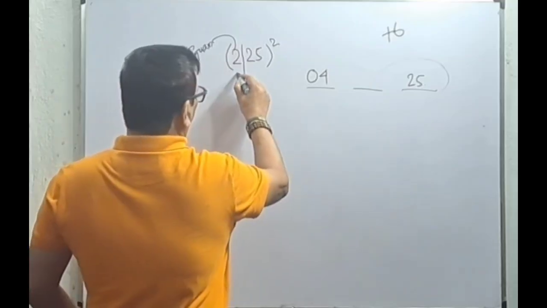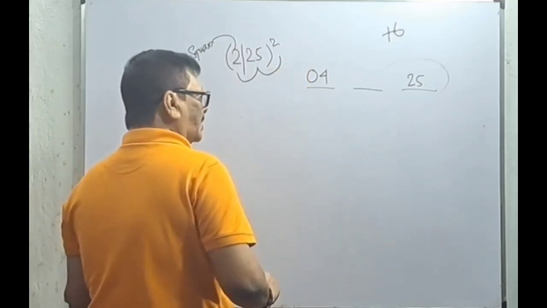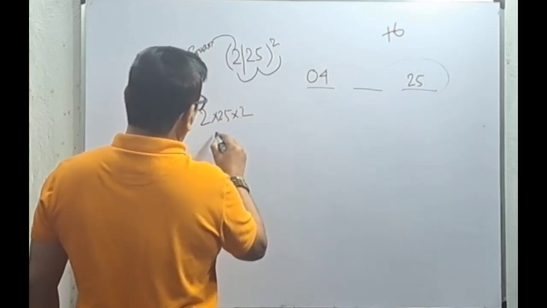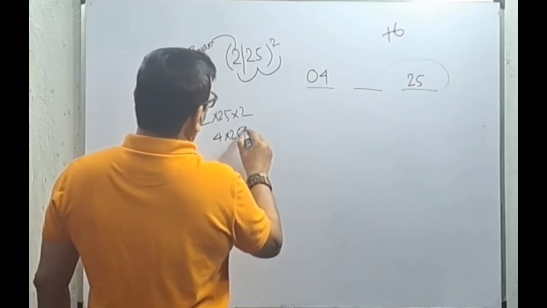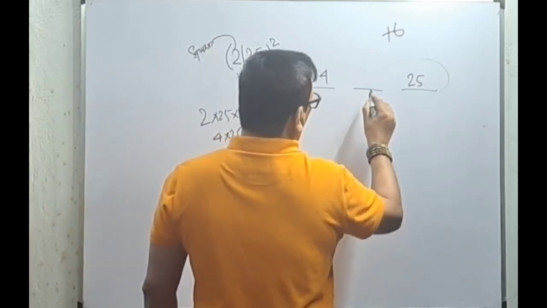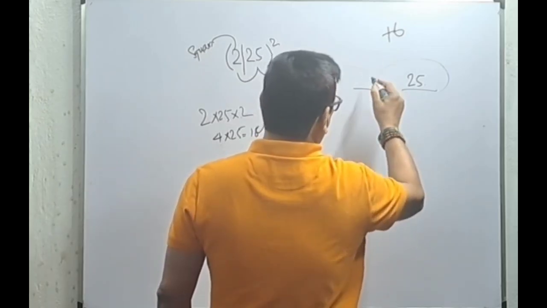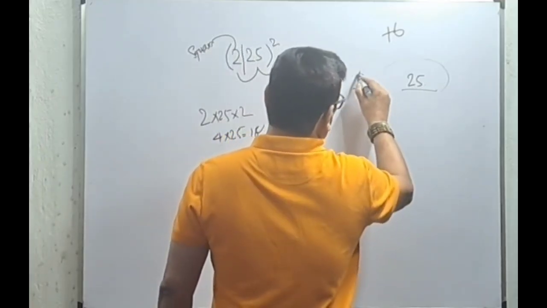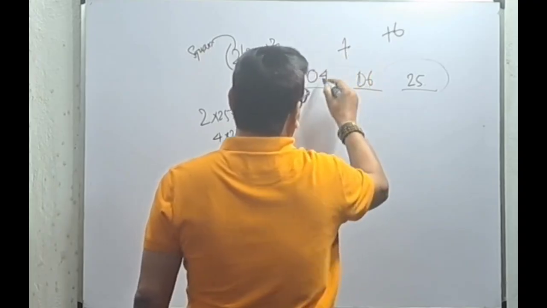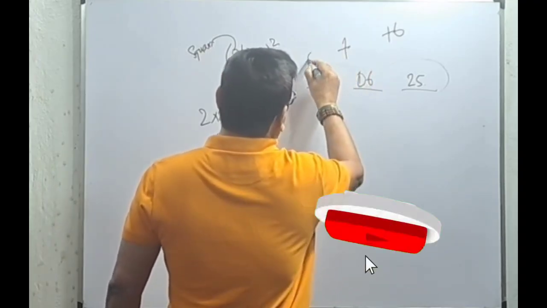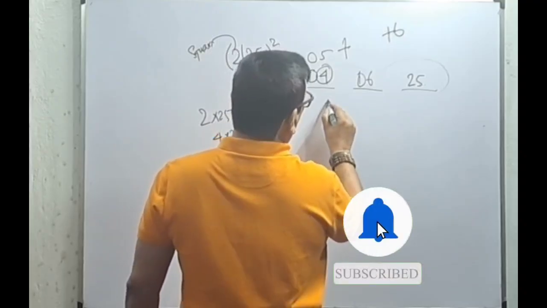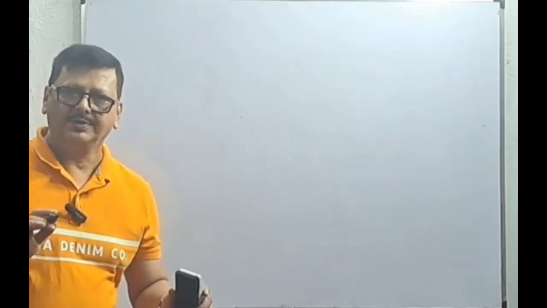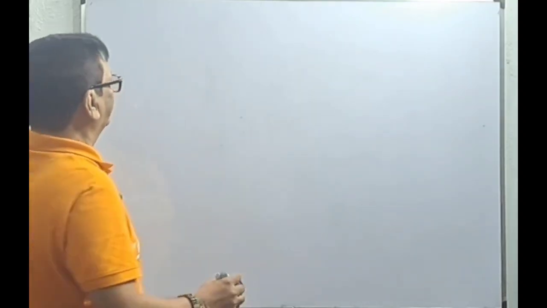Now 2 into 25 into 2. That will give you 4 into 25, which is equal to 100. So 100 plus 6. So you write 0, 6 here and you carry 1. So you add to this. So this becomes 0, 5. So 5, 0, 6, 2, 5. Don't worry, we'll do one more here.